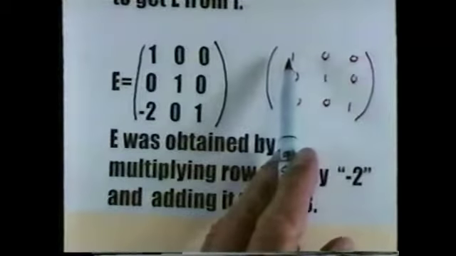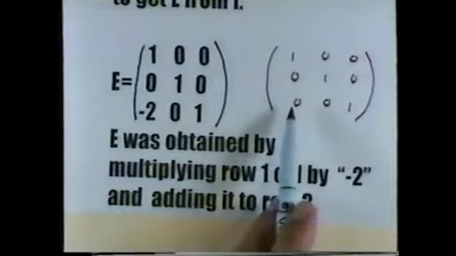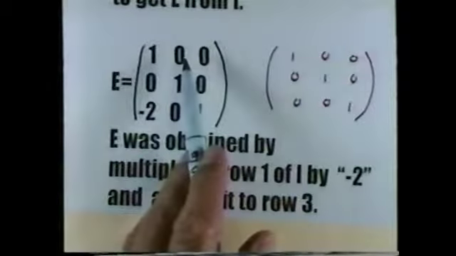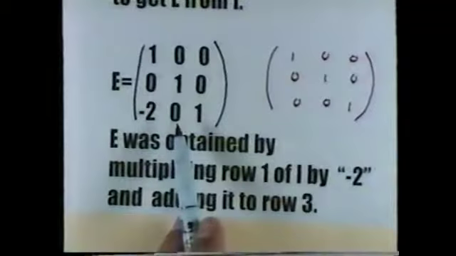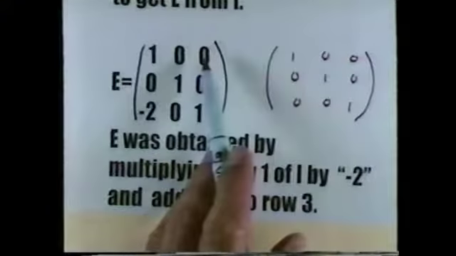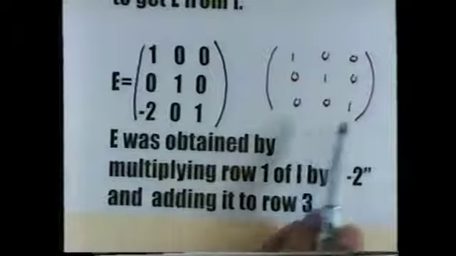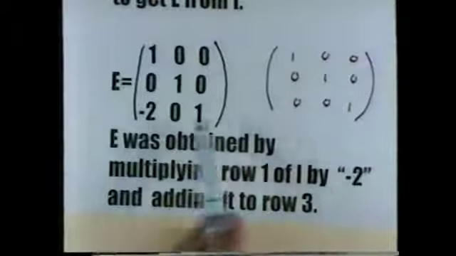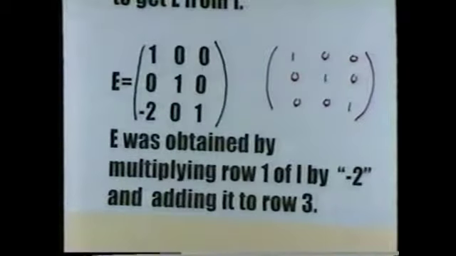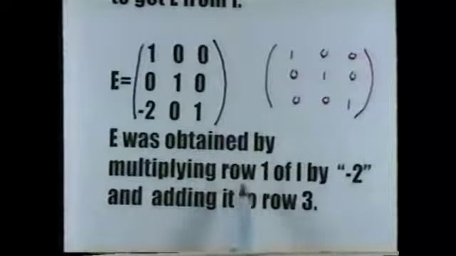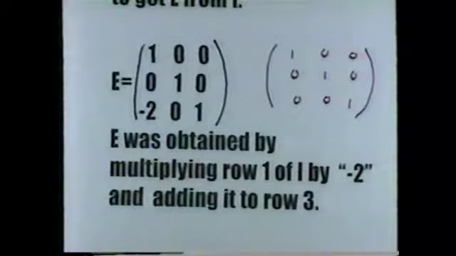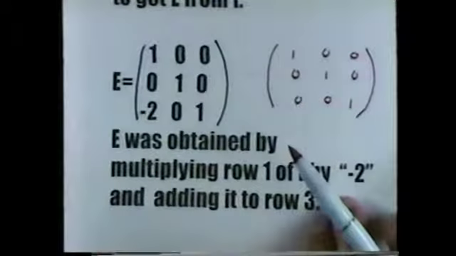So negative 2 times 1 is negative 2, plus 0 is negative 2. Negative 2 times 0 is 0. 0 plus 0 is 0. Negative 2 times 0 is 0. 0 plus 1 is 1. So that's how we got E. Well, if we reverse it, then we would multiply row 1 by positive 2 and add to row 3. I wrote that down for you.